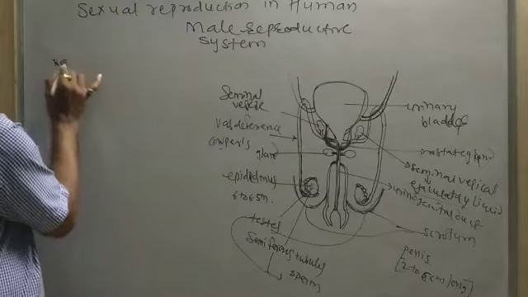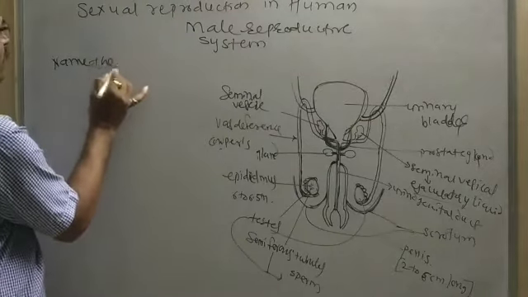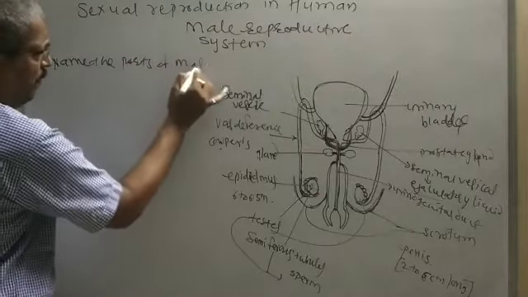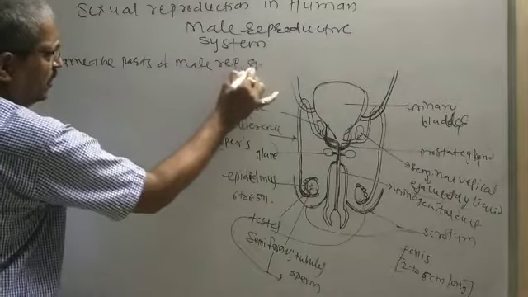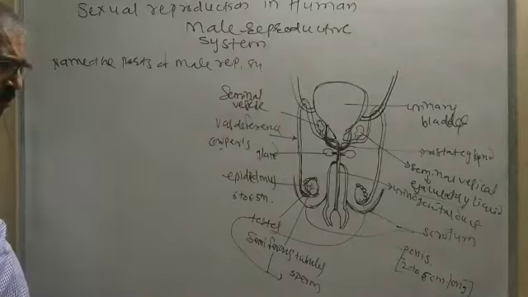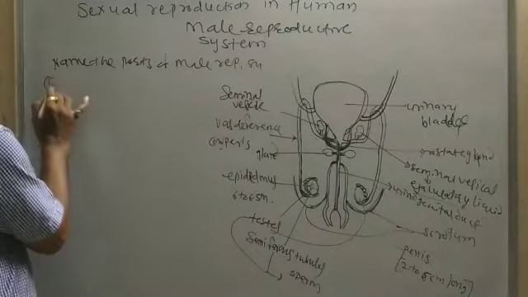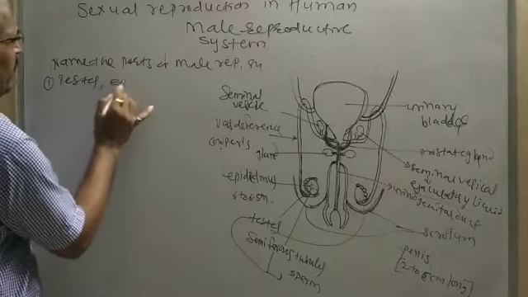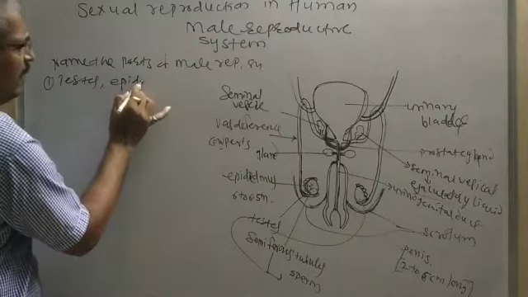Name the parts of the male reproductive system. So what are the parts of the male reproductive system? Part number 1 is the testes. Then with it you may write the epididymis.